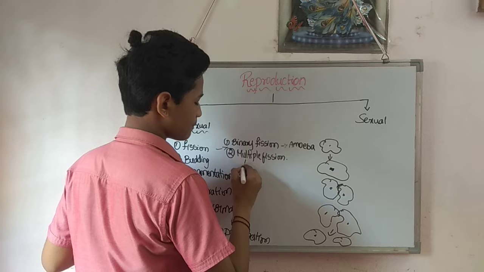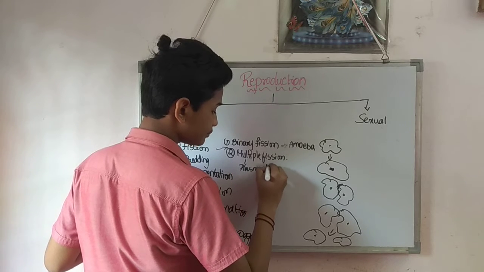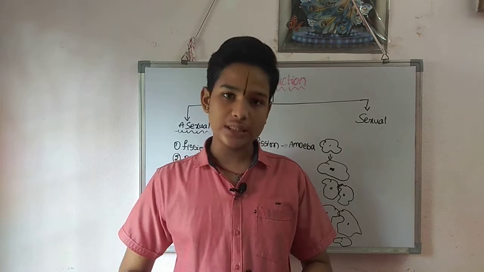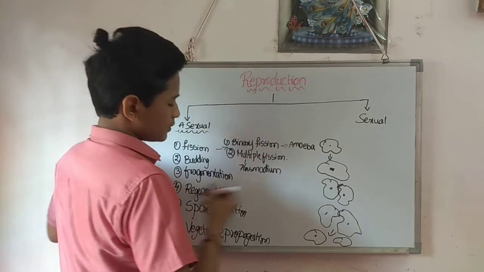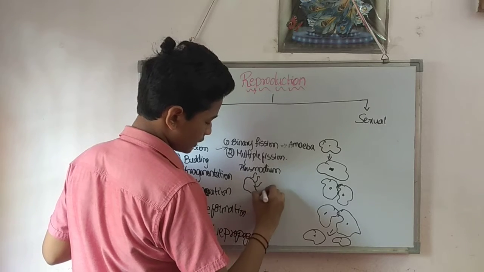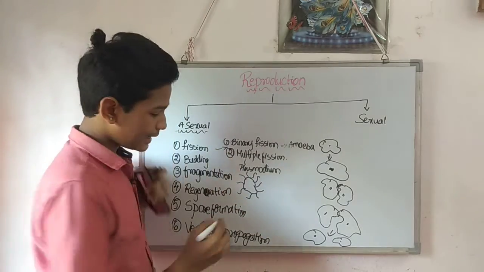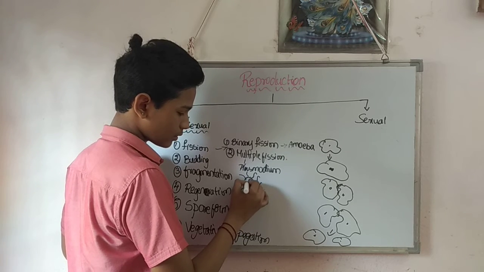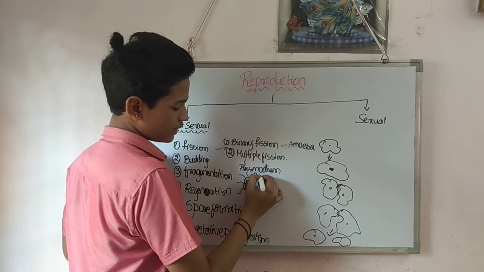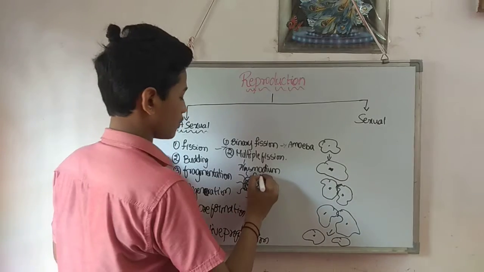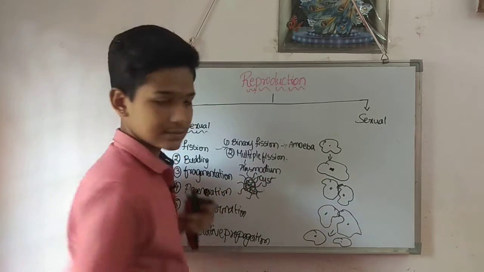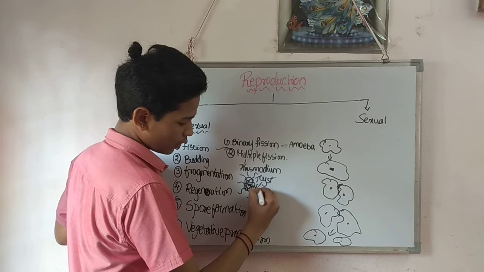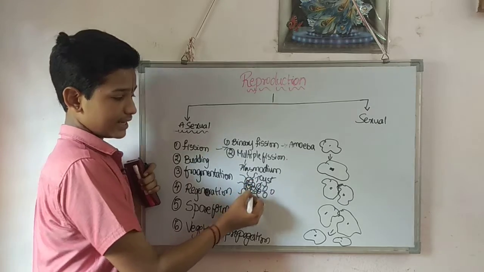The example for multiple fission is plasmodium. What is plasmodium? Plasmodium is a malarial protozoan parasite. It causes the disease called malaria. The plasmodium will look like this. Inside, the cell starts dividing into many cells. This outer part is called the cyst. When this cyst breaks down, all these daughter cells come out.